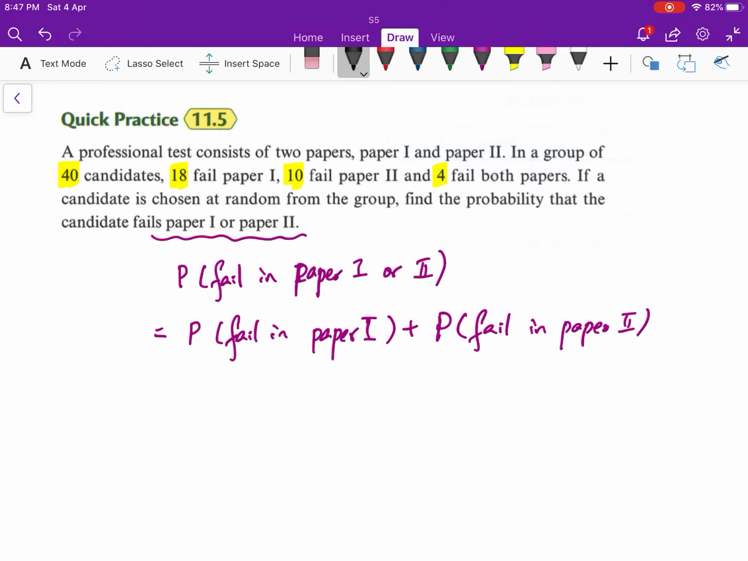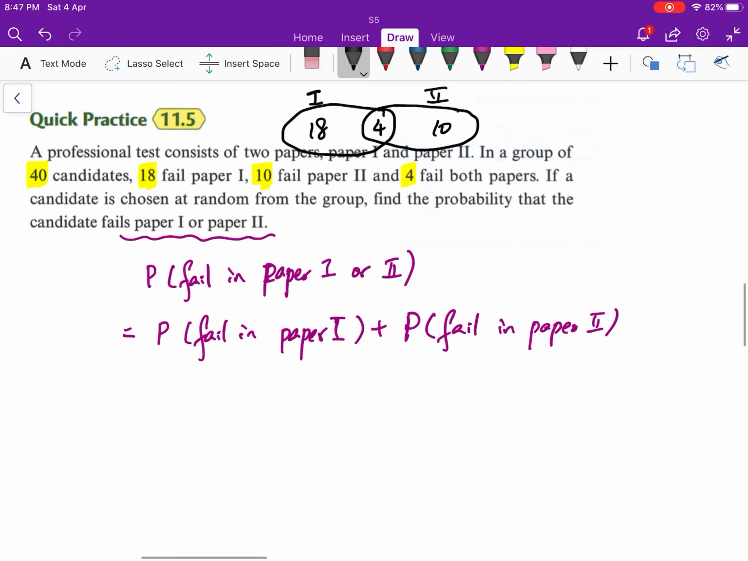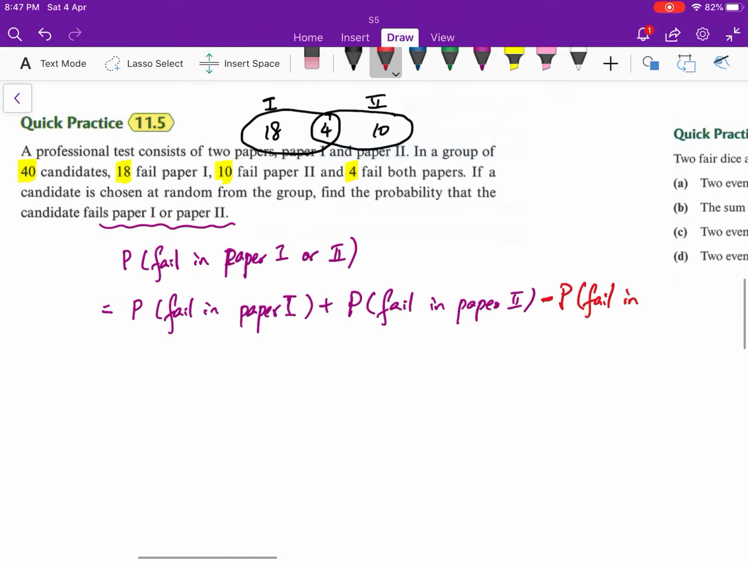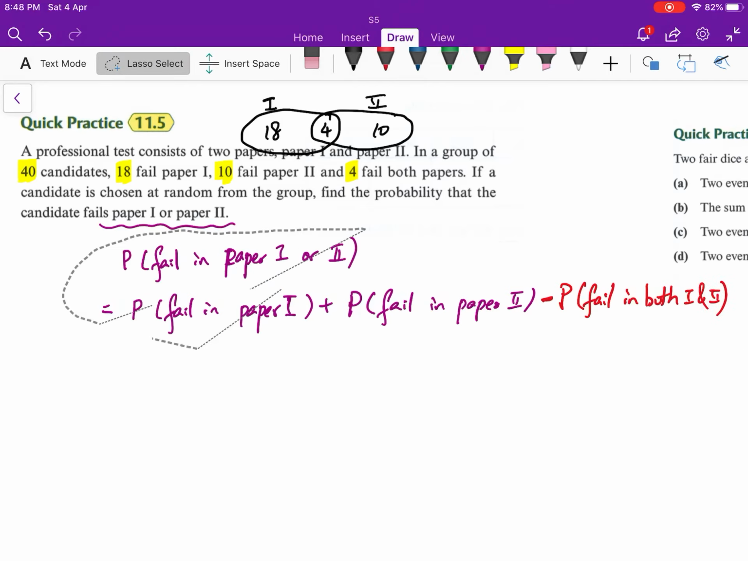So now let's try to draw it. Okay, I got the paper 1, I got the paper 2. They told us that 18 of them failed it, then 10 of them failed it, but 4 of them failed in both. Remember, both. Okay, so actually this is a non-mutually exclusive example. So what do we do for a non-mutually exclusive example? We need to minus the probability of failing in both. Okay, remember this, fail in both papers. Okay, both 1 and 2. Okay, so this is what you need to do.